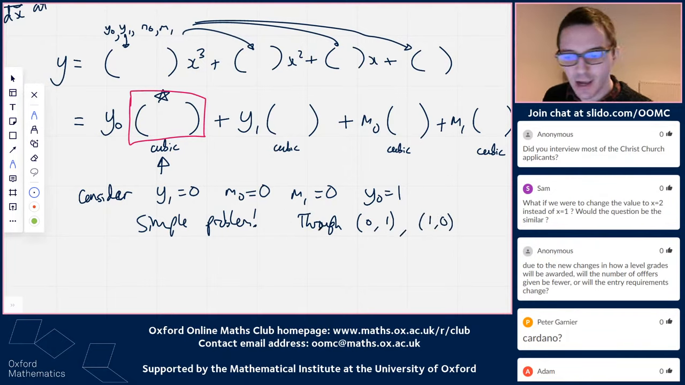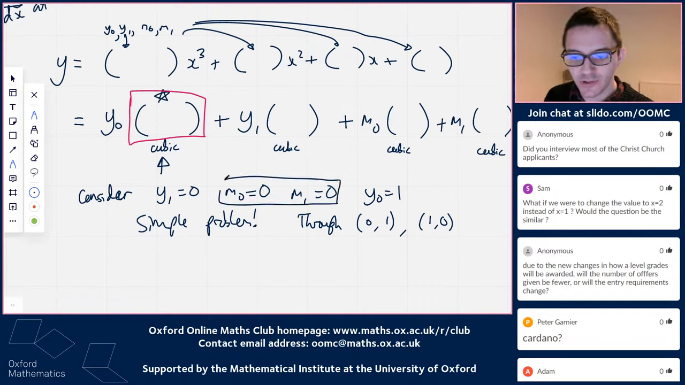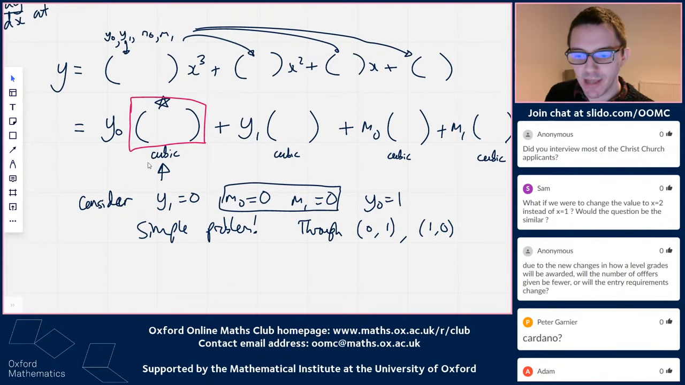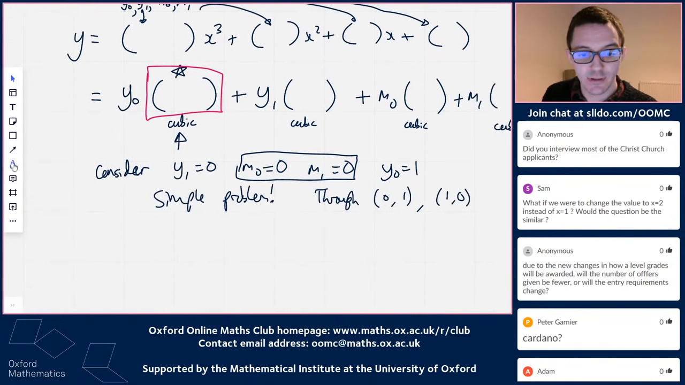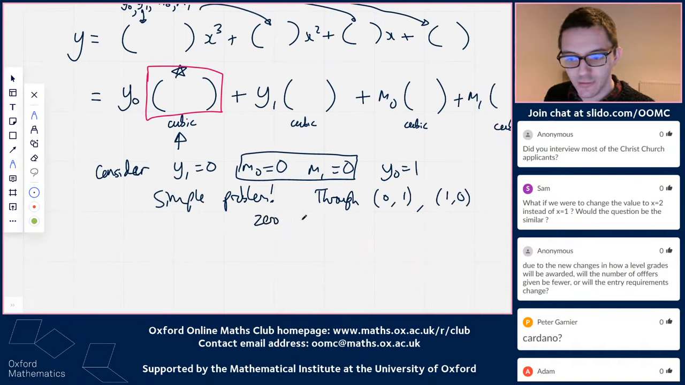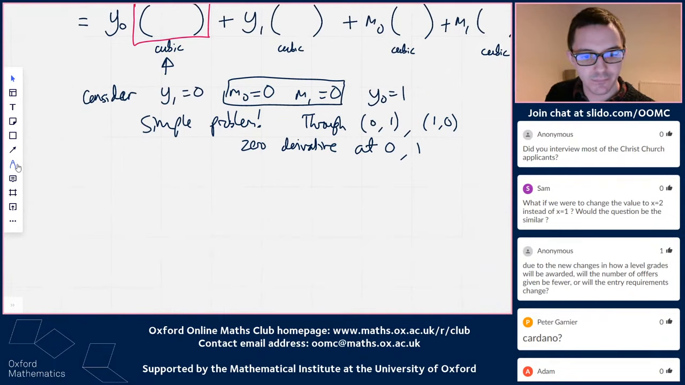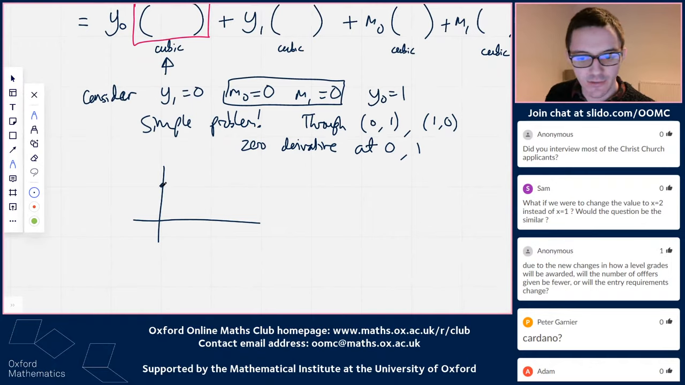So that's quite nice. If you read back to the original problem, m0 is 0, m1 is 0, would mean we're looking in this very special case for a cubic that's got zero derivative at 0 and 1. So this is quite a nice cubic. It's sort of got no derivative here, it starts at 1 and comes down, and then it's got no derivative at 1. So this is quite nice.